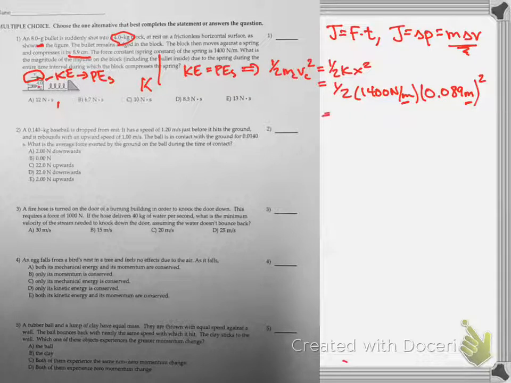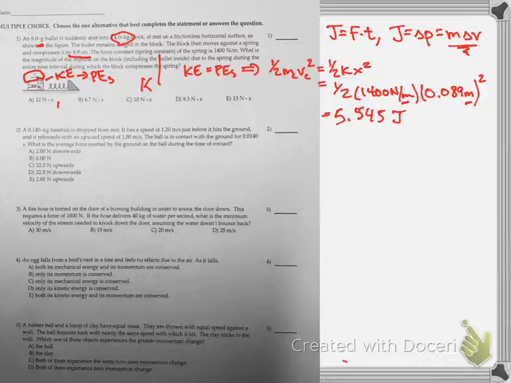I'm going to pause here and do a calculation. Alright, so this number is 5.545 joules. So that's how much energy the spring gained, also how much energy the block had.